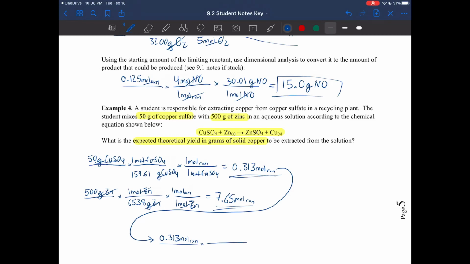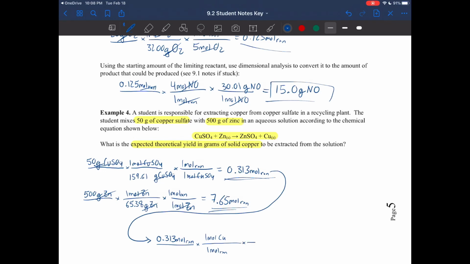So that many moles of reaction make how much copper? How many grams of solid copper? In one of these reactions, it looks like there's 1 mole of solid Cu formed. One last thing, it's asking us for grams, so let's do one last conversion. In 1 mole of copper, how many grams of copper are there? Looking at that periodic table again, molar mass of Cu should be about 63.55 grams of Cu.